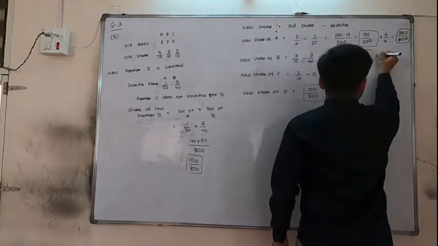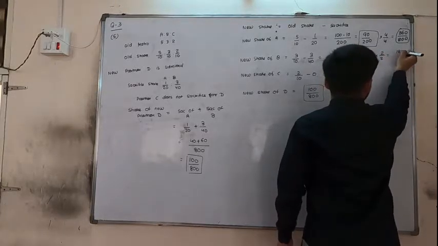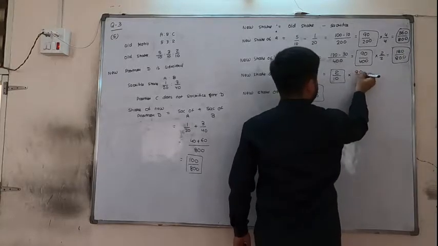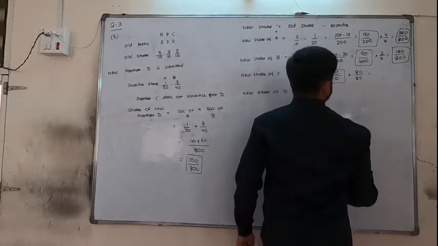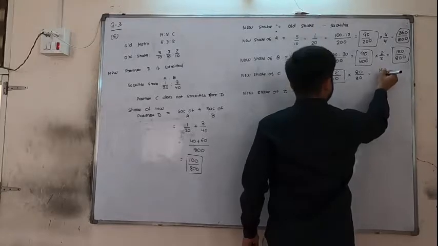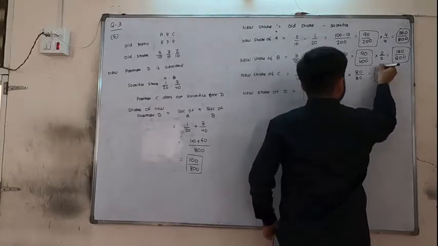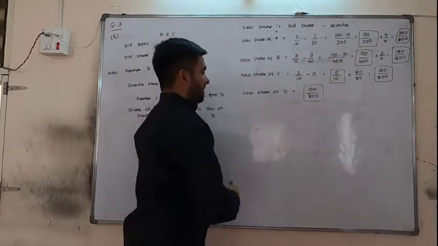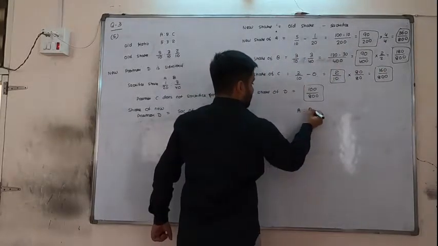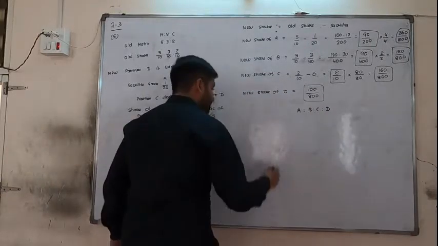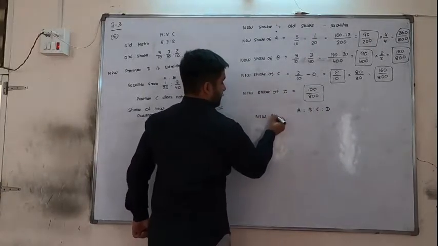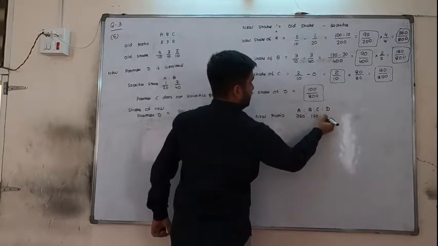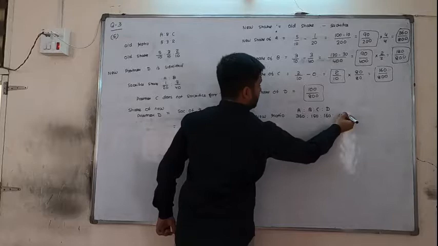Then afterwards we will make it by 2. So 180 by 800, and here by 80, so 160 by 80. Now you can see all the denominators are equal. Okay. Now A is to B is to C is to D, new ratio: 360 is to 180 is to 160 is to 100.